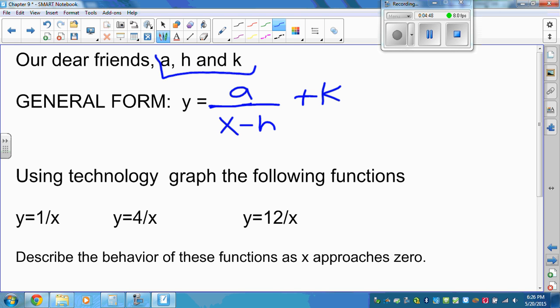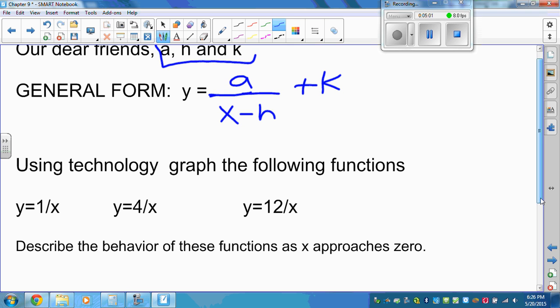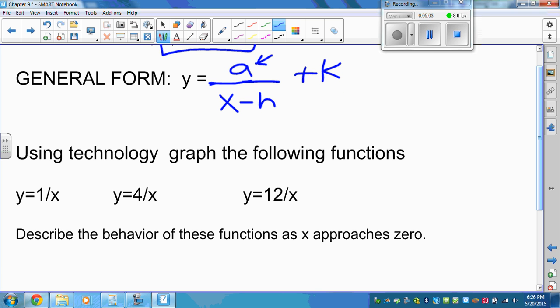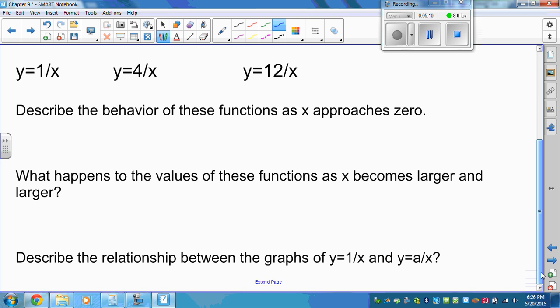Okay, so this is the general form that we're going to use. Now, your task right now is to graph each of these functions, y equals 1 over x, 4 over x and 12 over x. Basically all I've done is change this a value and I want you to tell me what's happened. Describe the behavior of these functions as x approaches 0 and what happens as x becomes larger. What's the relationship? What does a affect? Okay, so you need to pause this video, do that activity, and then start again.